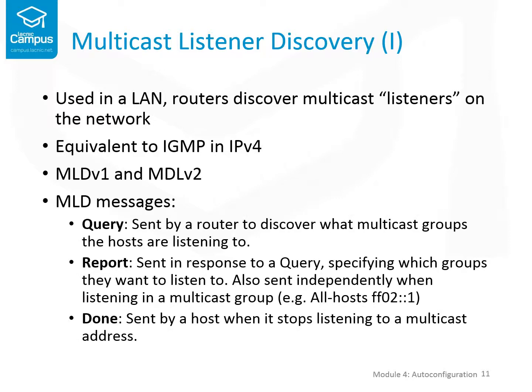There are three types of MLD messages: multicast listener query, sent by a router to discover what multicast groups the hosts are listening to; multicast listener report, sent in response to an MLD multicast listener query, although an unsolicited report message can be sent by a host when it begins to listen to a multicast group, for example, all hosts FF02::1; and multicast listener done, sent by a host when it stops listening to a multicast address.